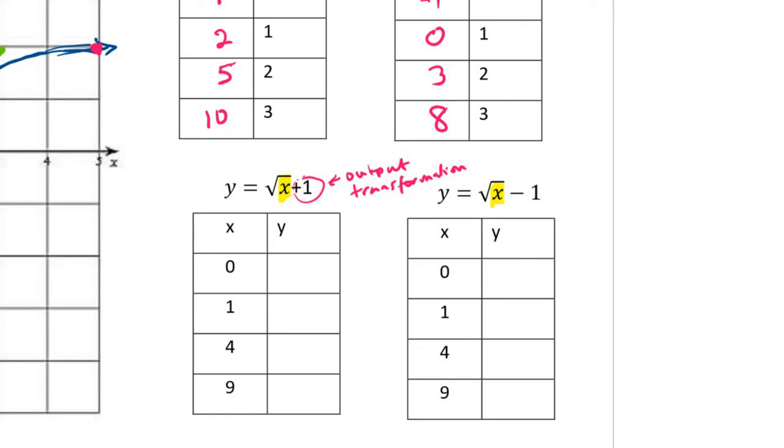The next one is output transformation. So we're going to plug in some values for x. When x is 0, square root of 0 is 0. Plus 1 is 1. So this answer is 1. Square root of 1 is 1, plus 1 is 2. Square root of 4 is 2, plus 1 is 3. Square root of 9 is 3, plus 1 is 4.